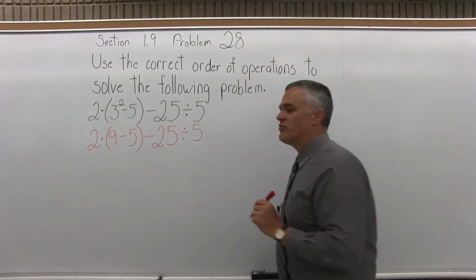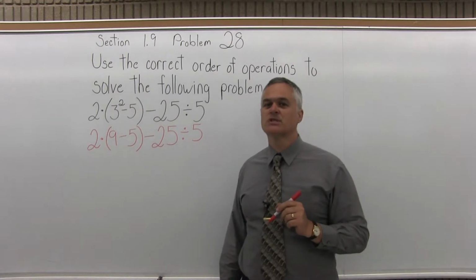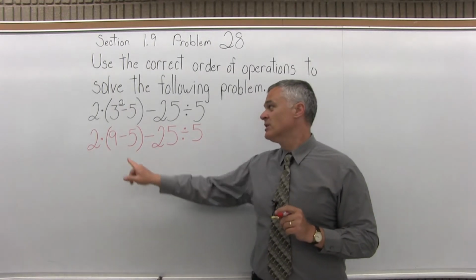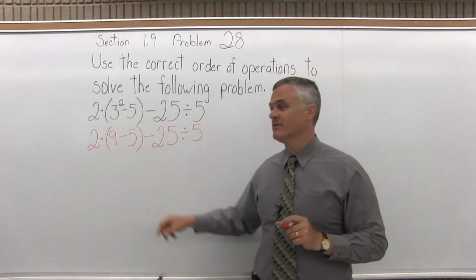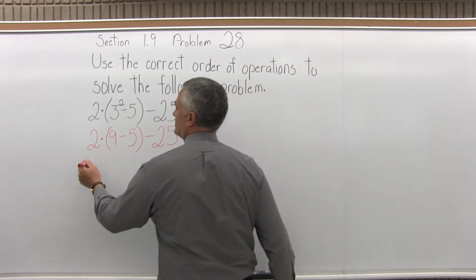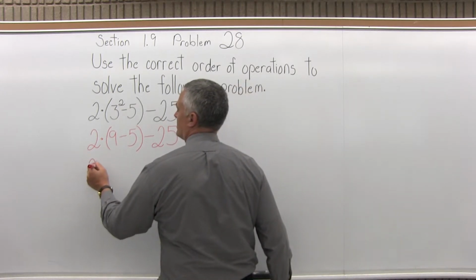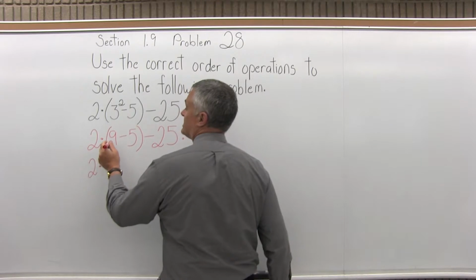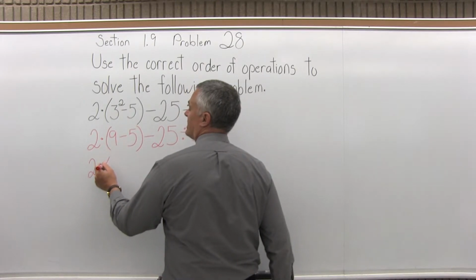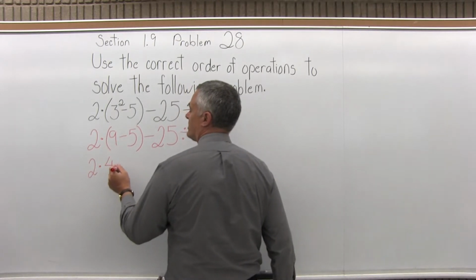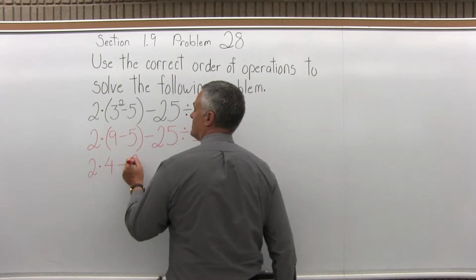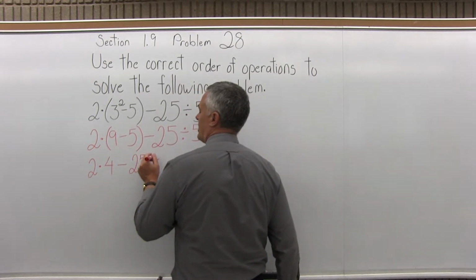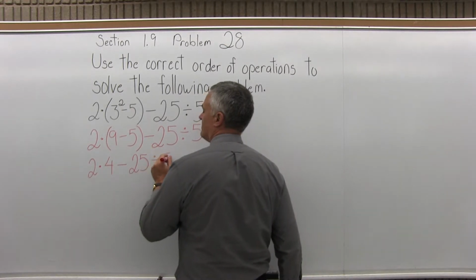So I still have parentheses, but within the parentheses there's only one operation left, which is 9 minus 5. So now the 2 in front will stay in front for this one more step, times 9 minus 5, in the parentheses 9 minus 5 is 4. Now the parentheses are done. Minus 25 divided by 5.